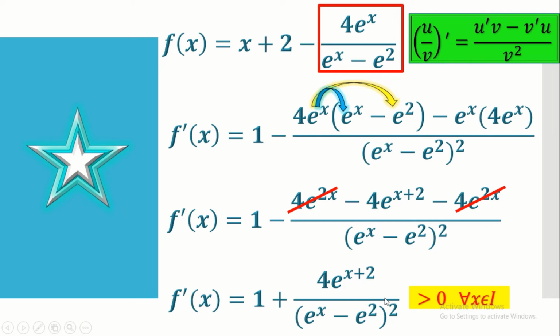The numerator is positive and the denominator is squared. It's also positive for every x belongs to I. If we add to it 1, sure it will remain positive. Therefore f prime of x is positive for every x belongs to I.